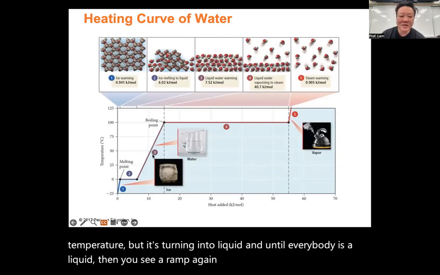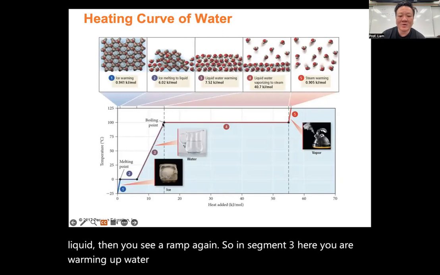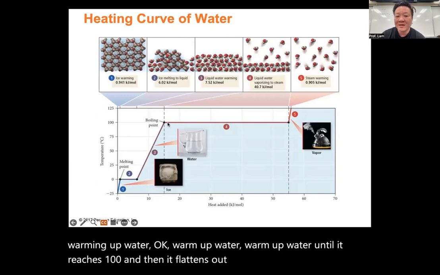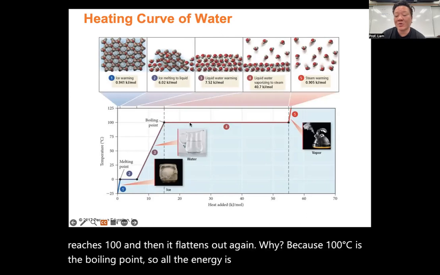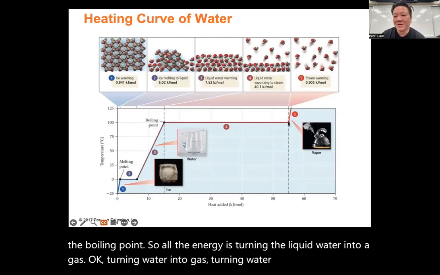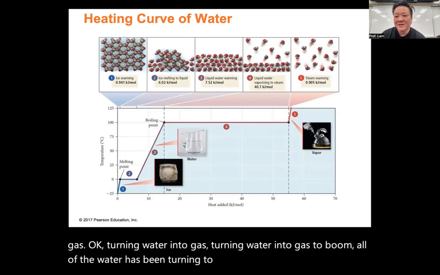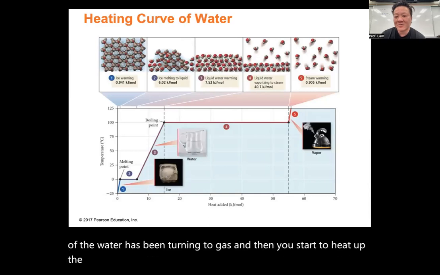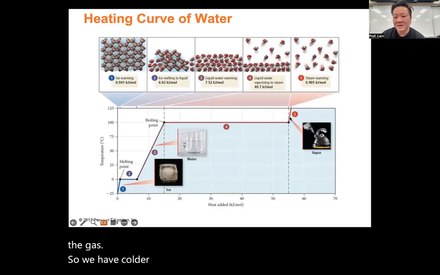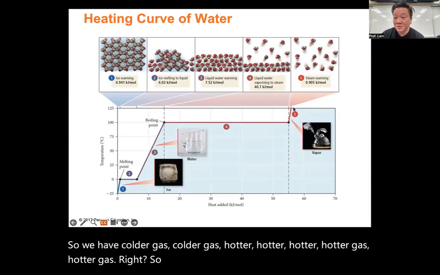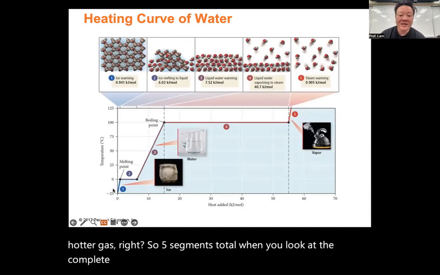So in segment 3 here, you are warming up water, okay? Warm up water until it reaches 100. And then it flattens out again. Why? Because 100 degrees Celsius is the boiling point. So all the energy is turning the liquid water into a gas. Okay, turning water into gas, to boom. All of the water has been turned into gas, and then you start to heat up the gas. So we have colder gas, hotter gas, right? So 5 segments total when you look at the complete heating curve.